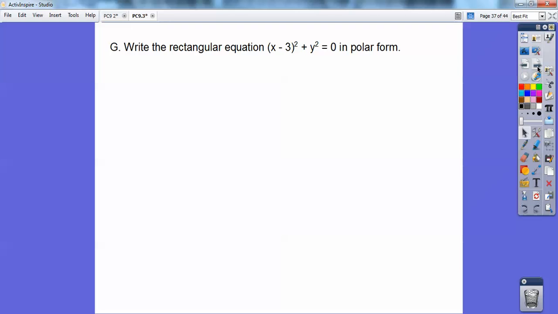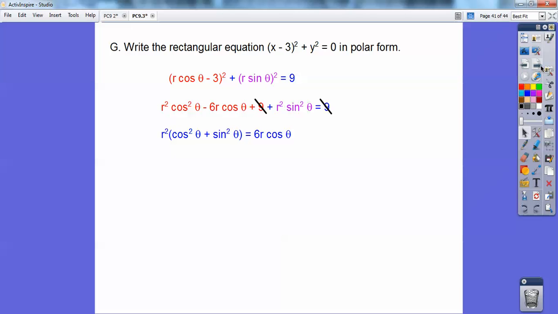Okay, so this section, write the rectangular equation in polar form. All right, so remember, x is r cosine of theta, and y is r sine of theta, so I just substitute those in. I'm going to FOIL this part out right here. When I FOIL that out, notice I'm going to combine these two together and pull an r squared out. And the 9's cancel, that's right. And then throw the negative 6r cosine on this. This ends up being negative 6x right here. Remember, cosine squared plus sine squared equals 1, so I get 1 times r squared. Okay, so there it is right there.